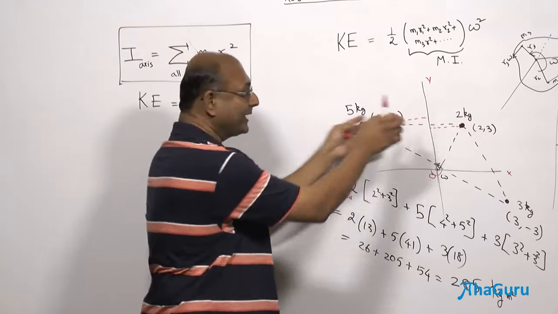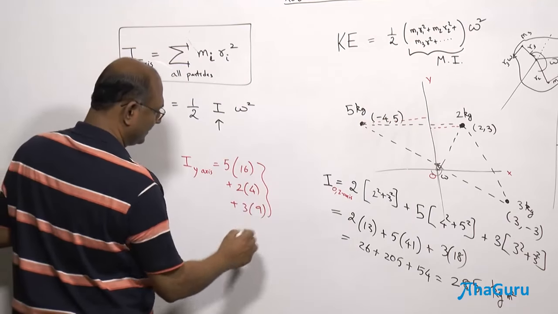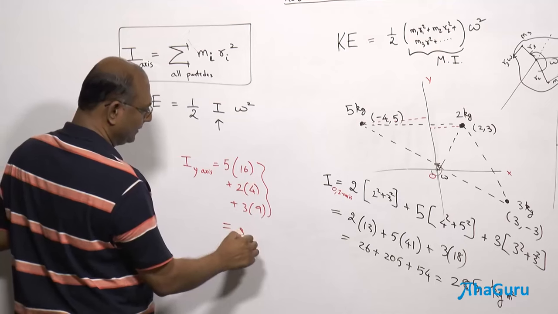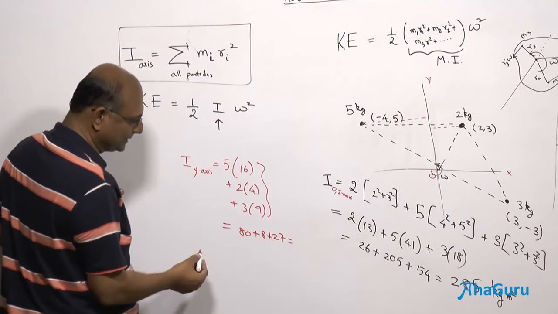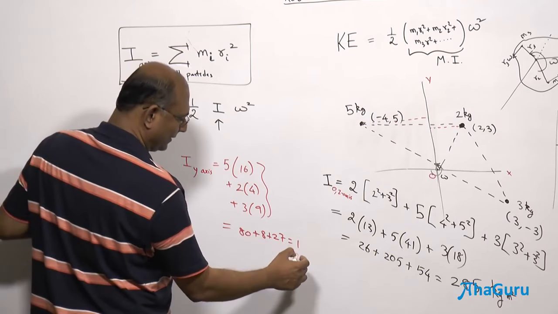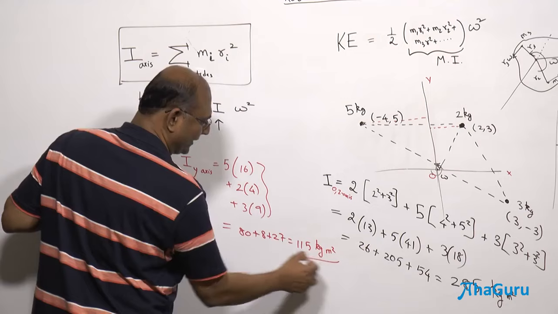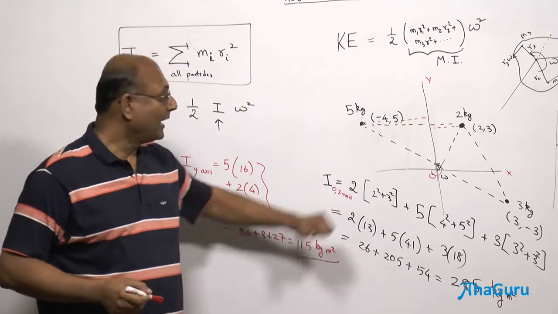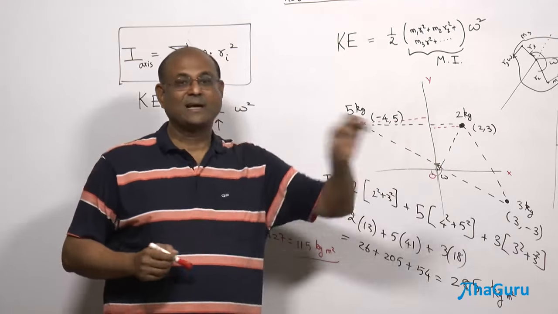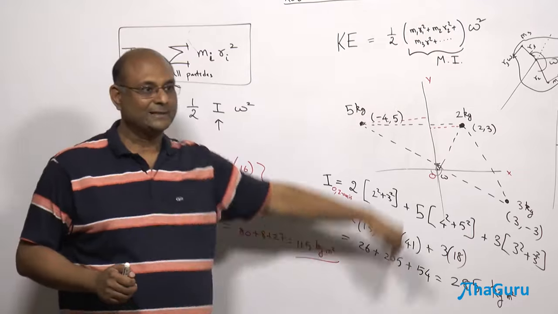But as they rotate, they will no longer be on the xy plane. So then what will this answer be? This is 80 plus 8 plus 27. How much did you get? 115 kg meter square. And you can see very clearly that the moment of inertia about the z-axis is different from the moment of inertia about the y-axis.